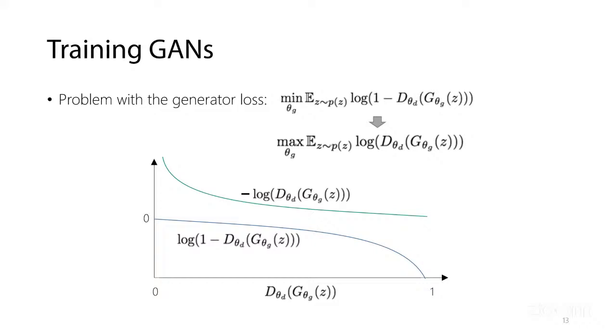And with that simple change, what happens now is when the generator is not so good at its task, we have strong feedback, big slope. And then as the generator improves its performance, now the slope is more flat and we're not giving too much strong feedback.